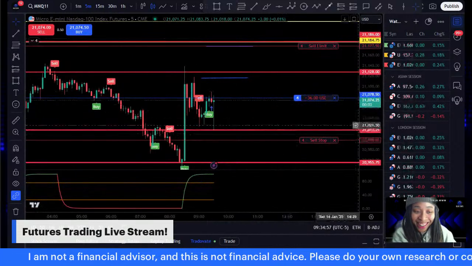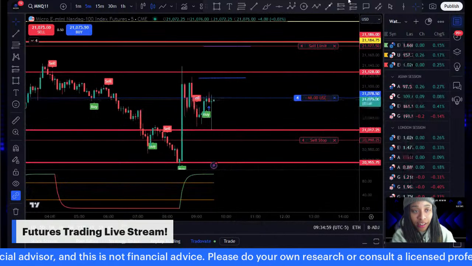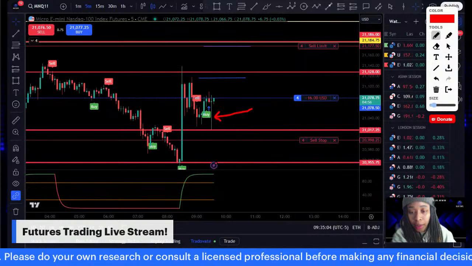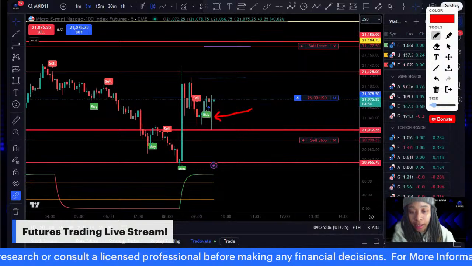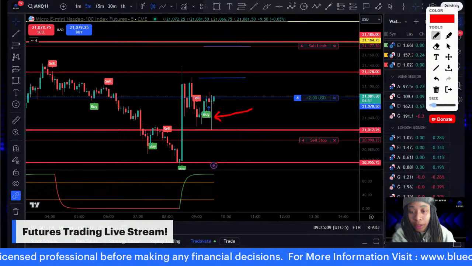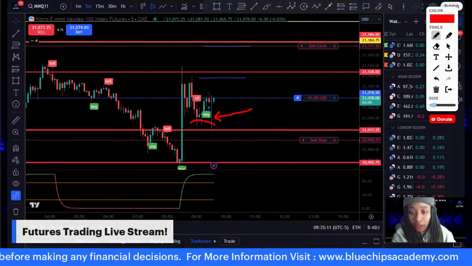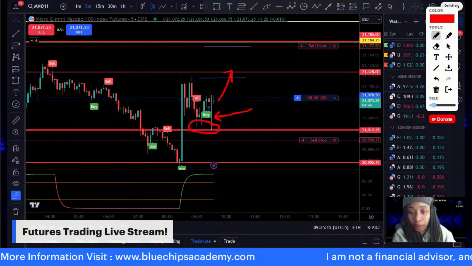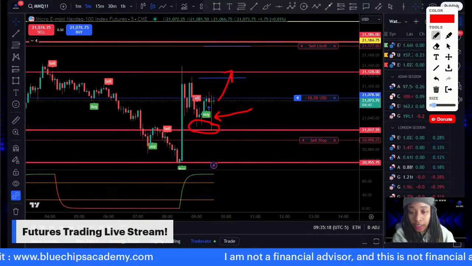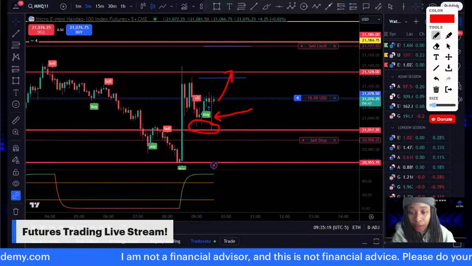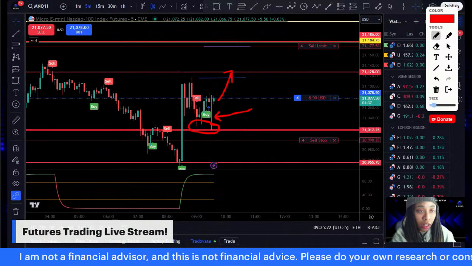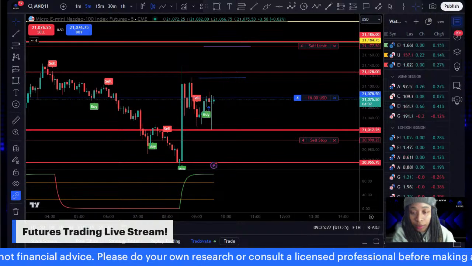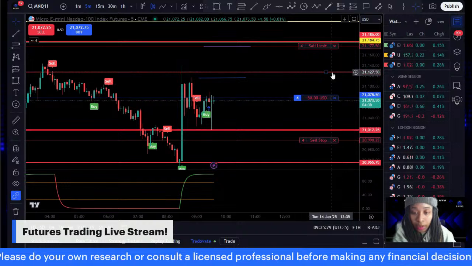All right, we got 3 seconds left. This wick right here tells me that the buyers are in play. The sellers tried to push price down, but the buyers have some strength at this level, and they're trying to push price up. We'll see if we can at least get the TP1. Once we get TP1, I like to move to break even to protect the position.